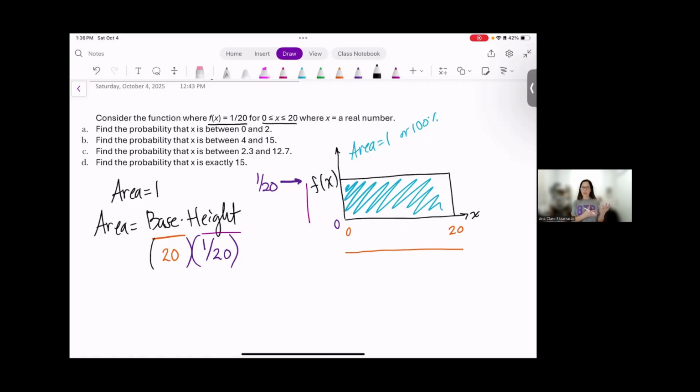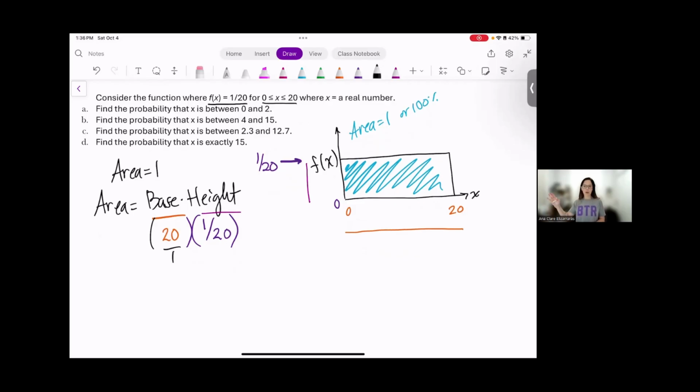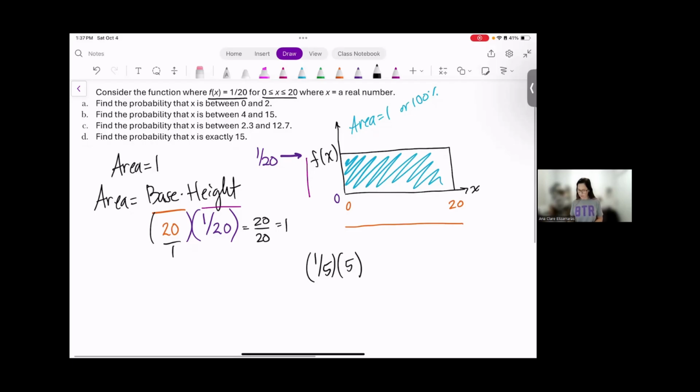If I multiply 20 times 1 over 20, remember whole numbers are always over 1. You multiply straight across. You can simplify before you multiply if you want. But 20 times 1 is 20. 1 times 20 is 20. And 20 divided by 20 is 1 whole. So it is by design that the uniform distributions have the inverse. The height and the base need to be inverses of each other, reciprocals essentially, so that they multiply to be 1. If I had 1 over 5 as my height, then I need my base to be 5 in order for this to be a valid uniform distribution, because 1 over 5 times 5 gives me 1.